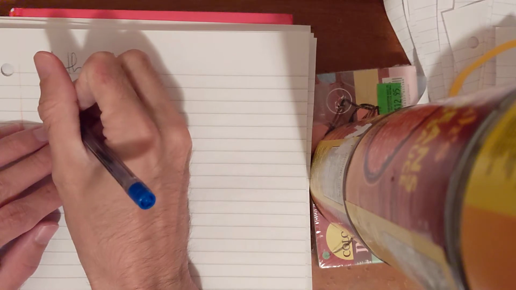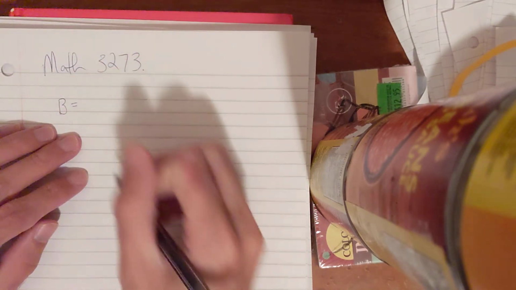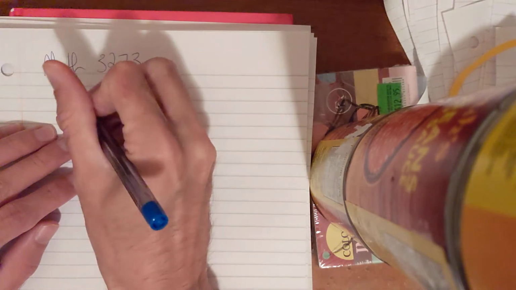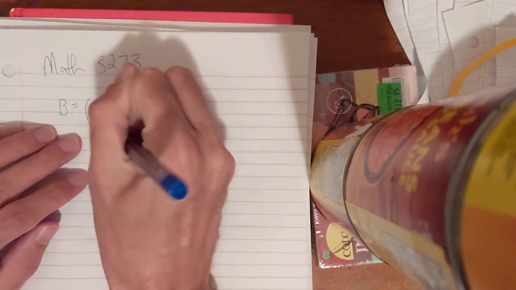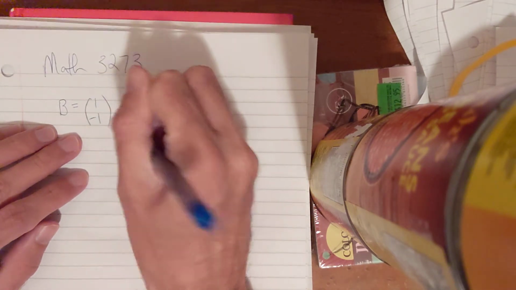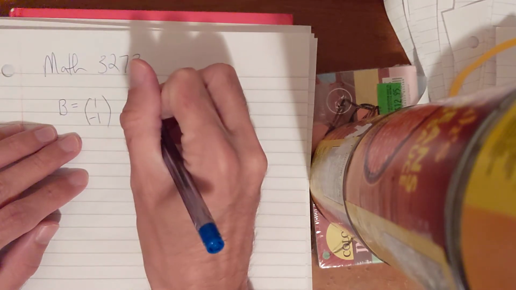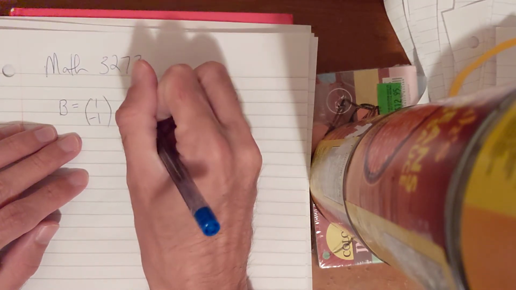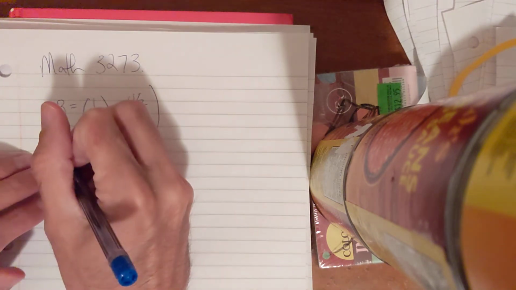Let's say that we have a basis B, and this is going to be the basis. I don't know, (1, -1), and then the second vector is going to be like (1/2, 1), something like that.